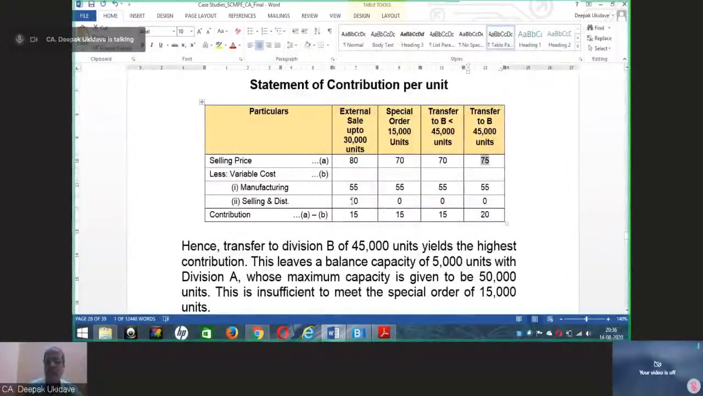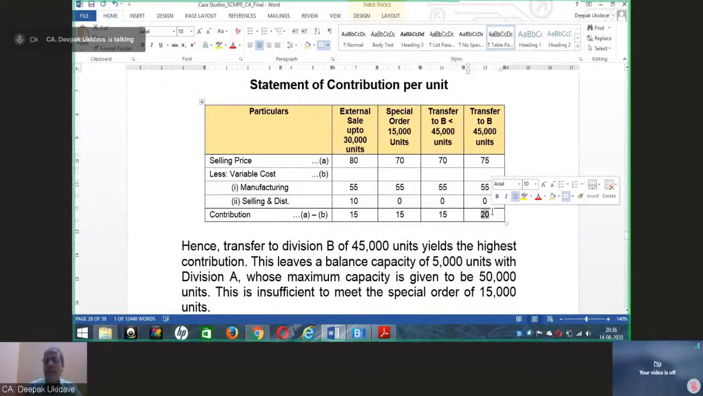Variable cost of manufacturing is given as 55 in all the cases. Selling and distribution cost is a differentiating factor. For external sales, selling and distribution cost will be 10 rupees. For special order, there is no selling and distribution cost. Right? When you are transferring to B, whatever may be the quantity, there is no selling and distribution. This is the incremental contribution approach we are using. So contribution earned will be 15, 15, 15 in each case, and for transfer to B of 45,000 units, more contribution will be earned because the selling price here is 75, right?